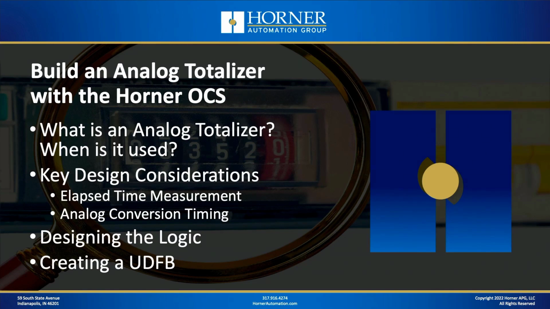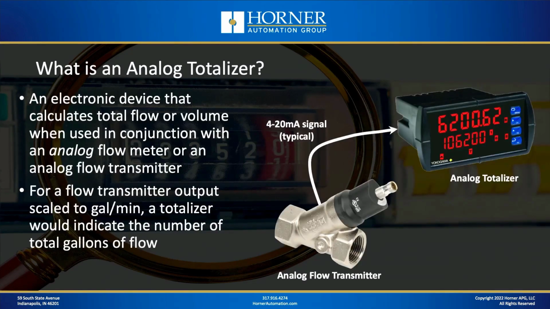Let's get started. What is an analog totalizer? Well, basically, an analog totalizer is an electronic device that's typically used in conjunction with an analog flow meter or maybe an analog flow transmitter. And it's effectively used to totalize how much flow is coming out of that particular sensor. So for instance, if you've got a flow transmitter whose output is scaled in gallons per minute, then your totalizer is going to indicate the total number of gallons of flow.